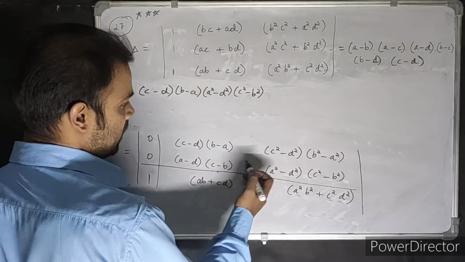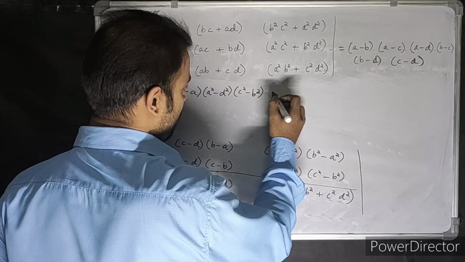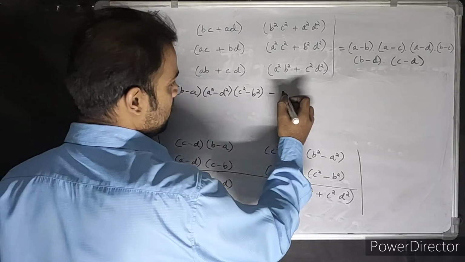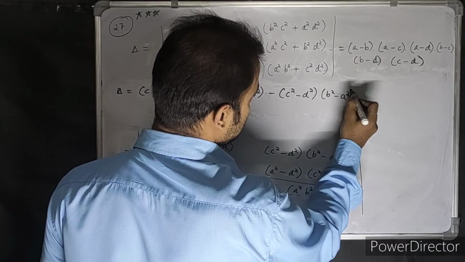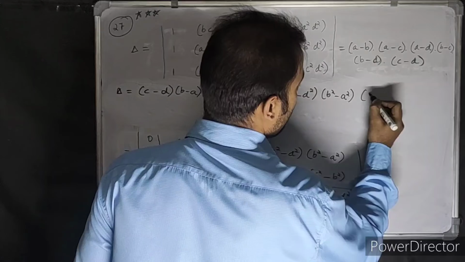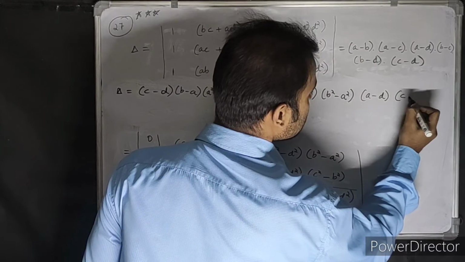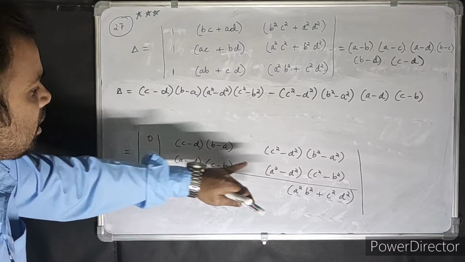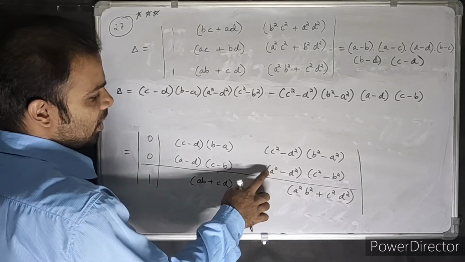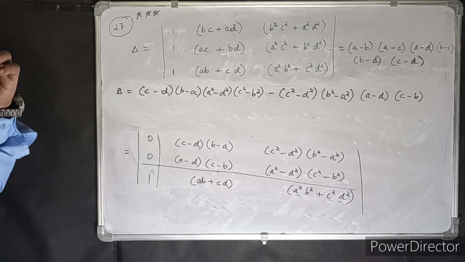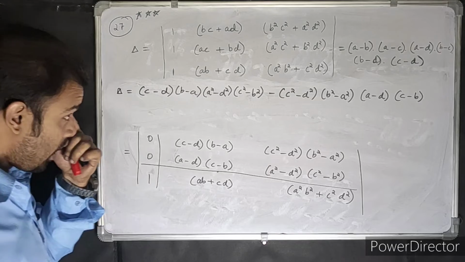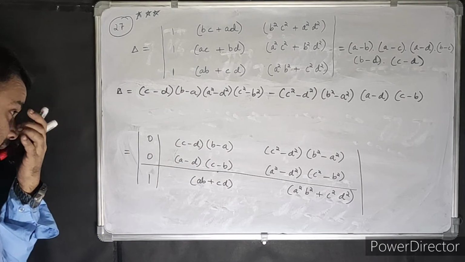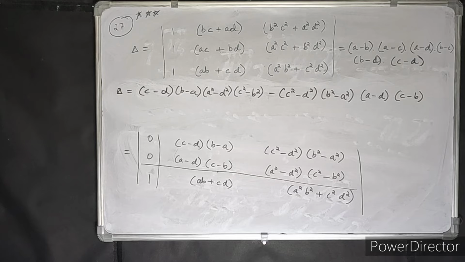Now from here, this into that. That's a minus by default. This part we have c square minus d square into b square minus a square got multiplied with a minus d and c minus b. See, this into this. So c minus d, b minus a got multiplied with a square minus d square, c square minus b square, and this c square minus d square, b square minus a square got multiplied with a minus d and c minus b. Now from here, more or less, our answer is coming out.